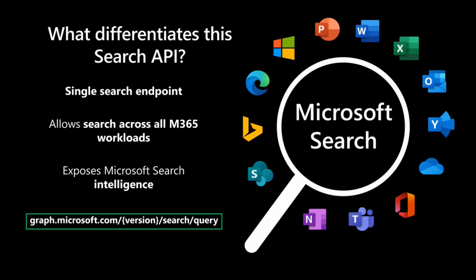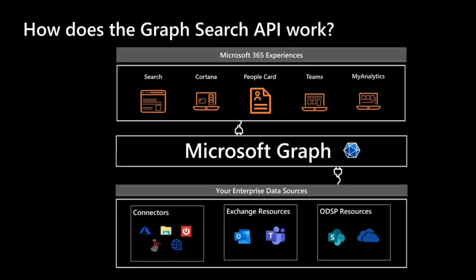But before we go into that, I did want to talk a little bit about how this Search API works. This Microsoft Search API sits on Microsoft Graph. If you are unfamiliar with the Graph today, pretty much, the Graph allows you to access a lot of different intelligence and data. So these are intelligence across different M365 experiences and clients, as well as data sources that can either come from your first-party experiences, either Exchange or OneDrive or SharePoint resources, as well as any connected content that you bring in via Microsoft Graph connectors.